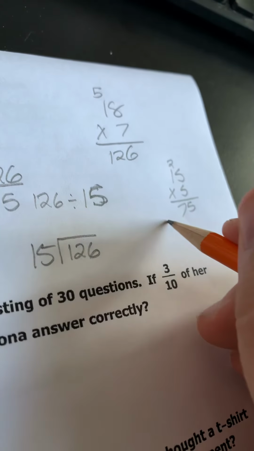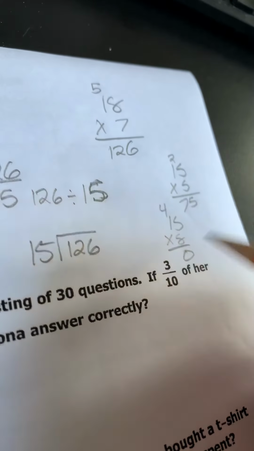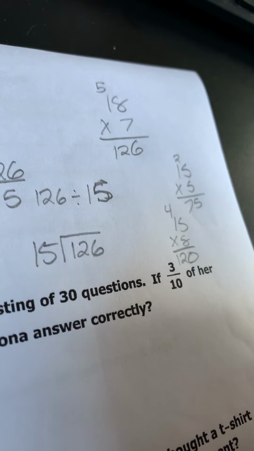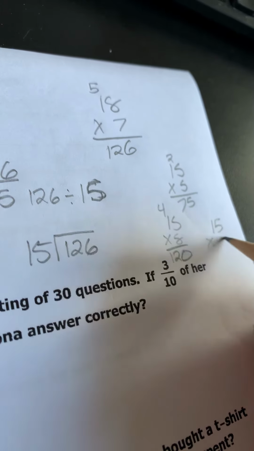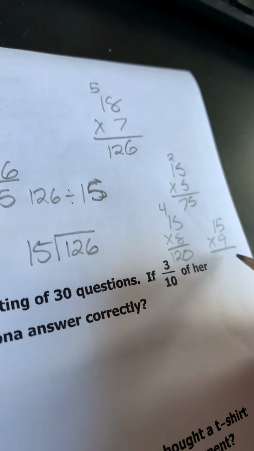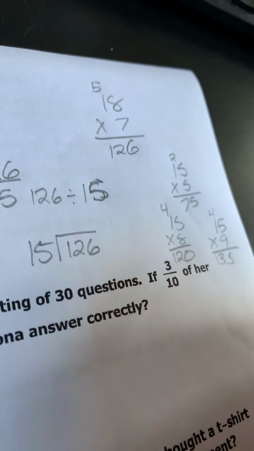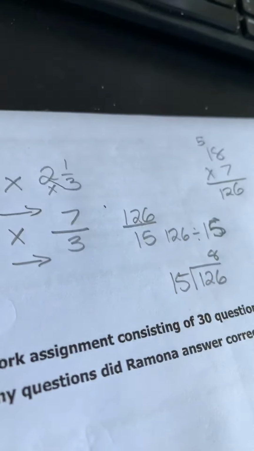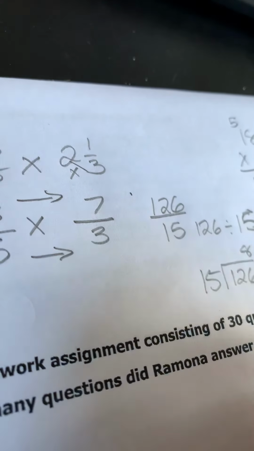Let's try 8. 40. 8, 9, 10, 11, 12. Okay, that's pretty close. But let's just go ahead and try 9 to be on the safe side. 45, 9, 10, 11, 12, 13. That's too much. So I'm going to go 8. 8 times 15 is 120.